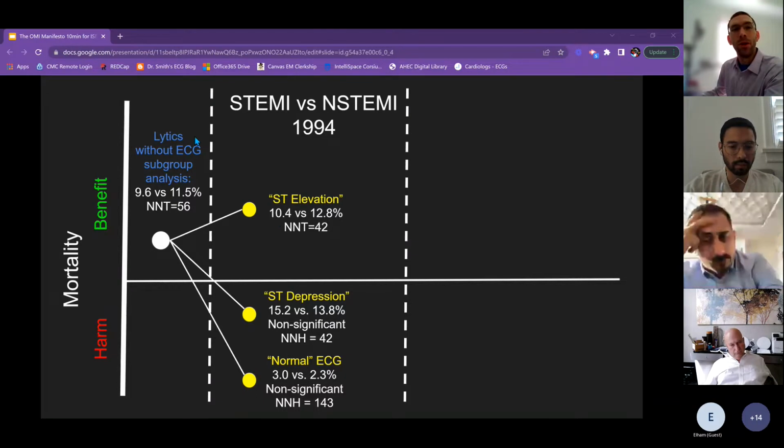So what happened here? When we went from not using the EKG at all and just giving lytics to all patients with good story chest pain, to using the EKG and the STEMI paradigm, we did a better job at finding which patients had occlusions and benefited from lytics and which patients didn't and got harm from lytics. And that was a huge breakthrough in 1994, when cath wasn't readily available and nobody knew how to read an EKG better than elevation, depression, or neither.